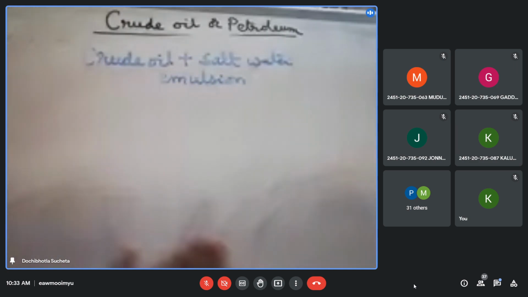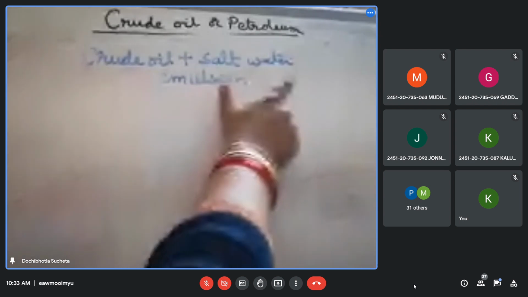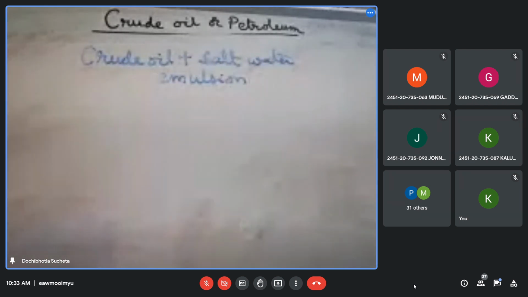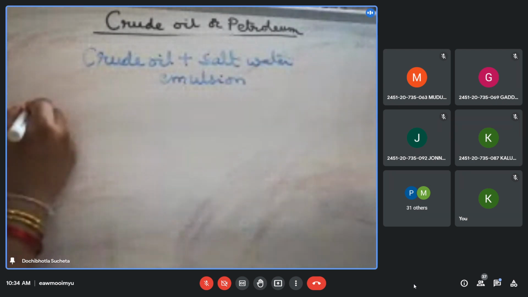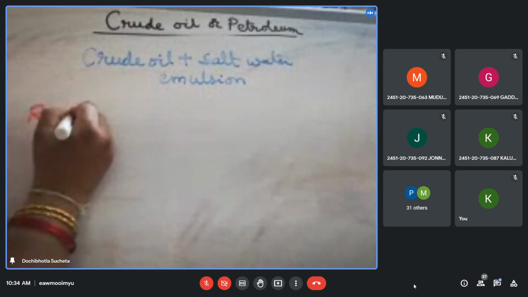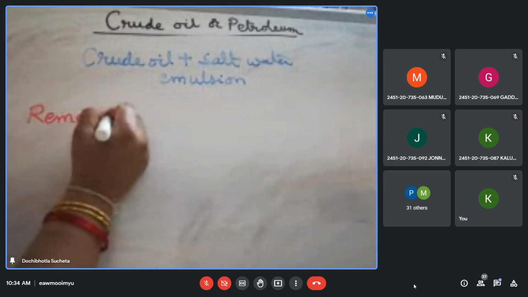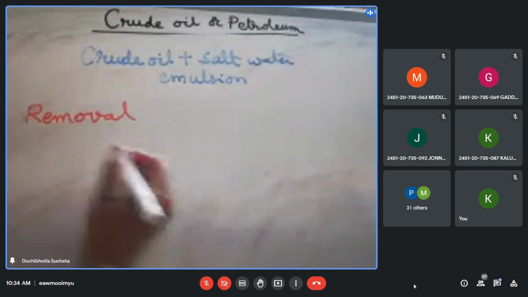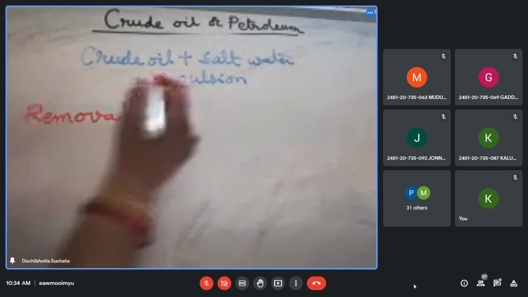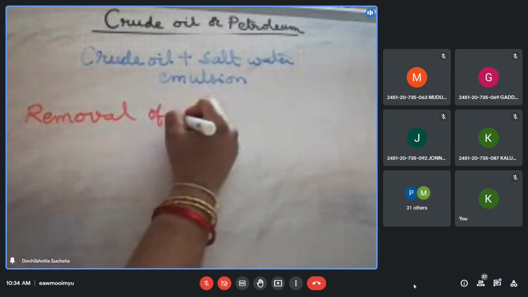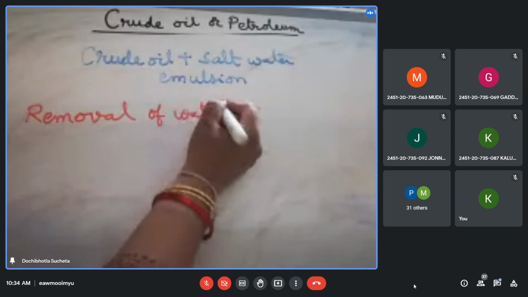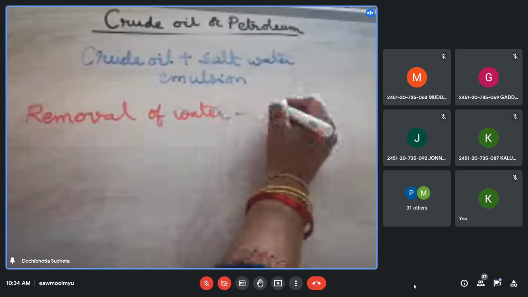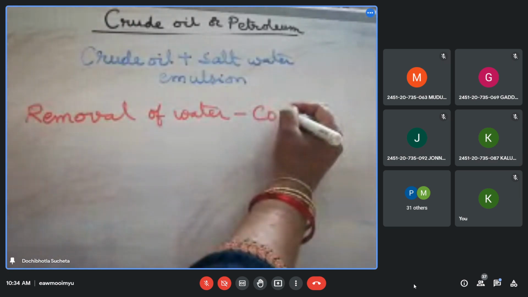Removal of water is done by a method called Cotterell's method. This might be a bit question; once or twice they have asked, so I'm writing this. Removal of water in that emulsion is done by a process called Cotterell's process.